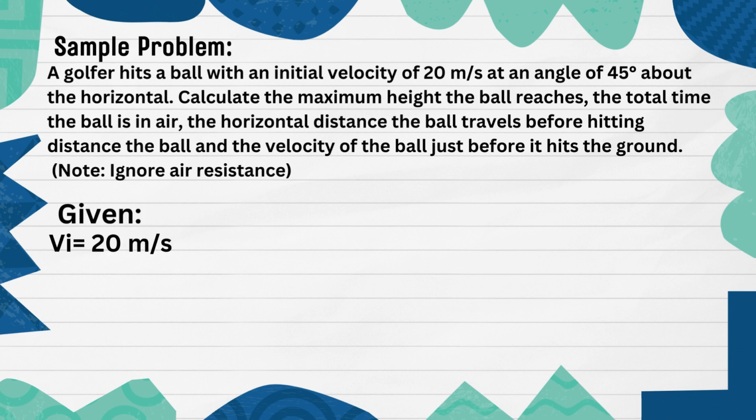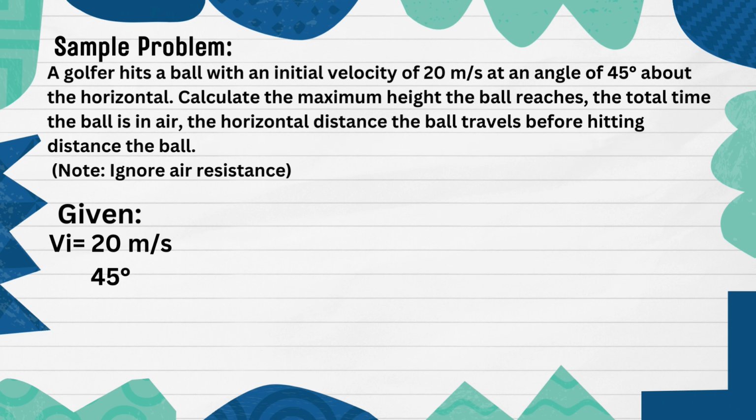For solving it, we are going to write first the given, which is the VI, initial velocity, which is 20 m/s, and the 45 degrees. So, we can draw this in a diagram. And here's the diagram. You can see the 20, and what's missing are the two components, which are the VIX and the VIY.